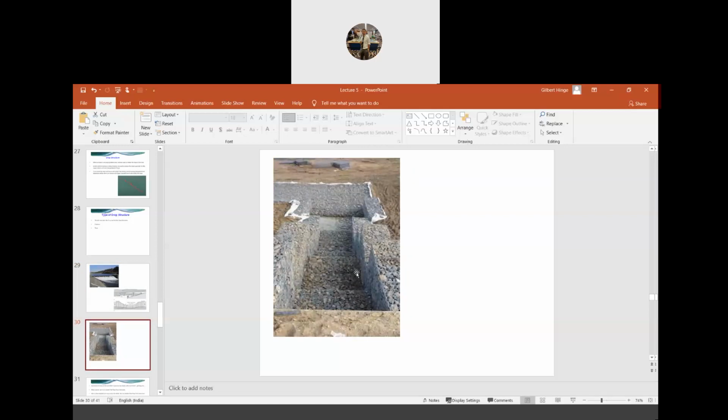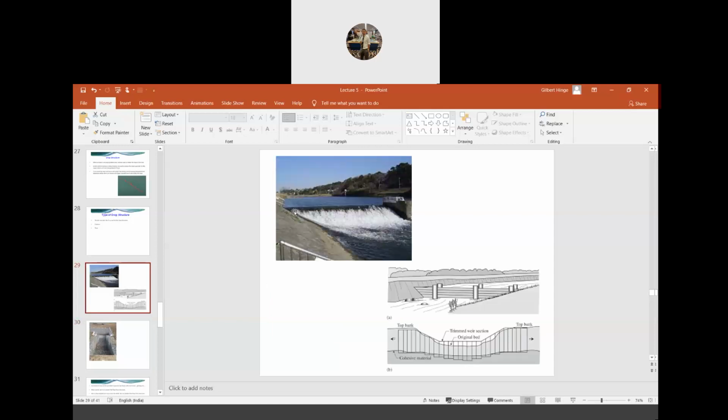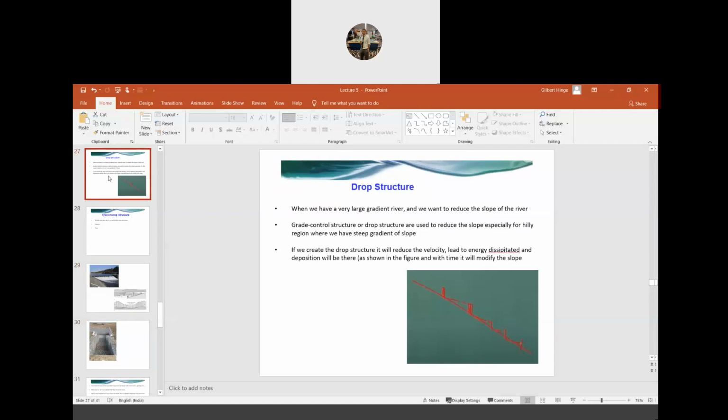This is generally used for a small river. For a small river, we can use it like this, or we can construct some kind of a weir, or many kinds of drop structures in order to reduce the slope of very large gradient rivers. If we place this kind of structures, then the sediments will get deposited here, and it will modify the slope of the river with time. So it will reduce the large gradient that is present in the river.